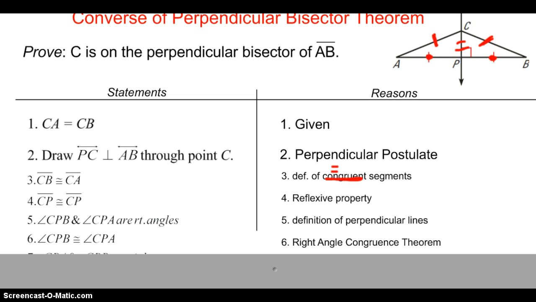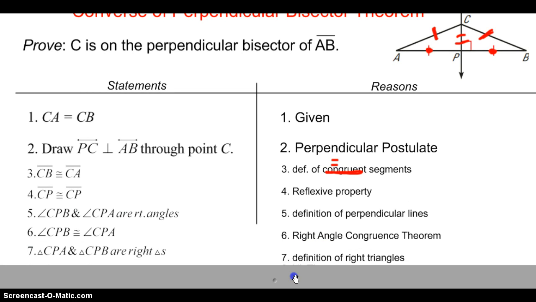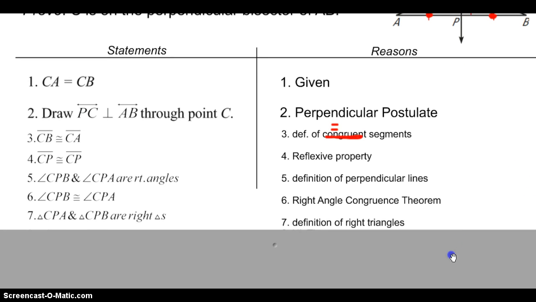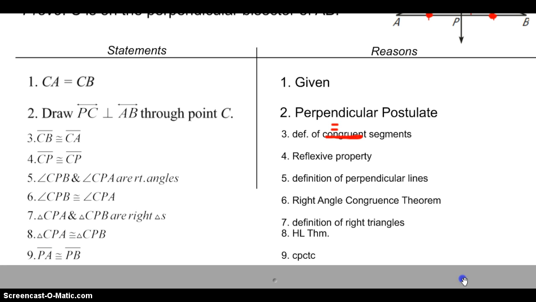That looks like a setup for HL, hypotenuse leg. In order to use HL, we do need to state that the triangles are right triangles. So that's my next step. Using definition of a right triangle, I know that triangles CPA and CPB are right triangles. Now the triangles are going to be congruent through HL theorem. Hypotenuse leg theorem. Corresponding parts, we now know that segment PA is congruent to segment PB.